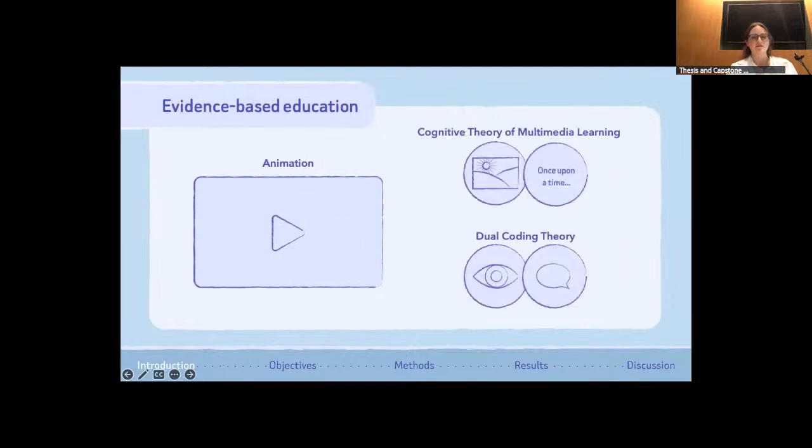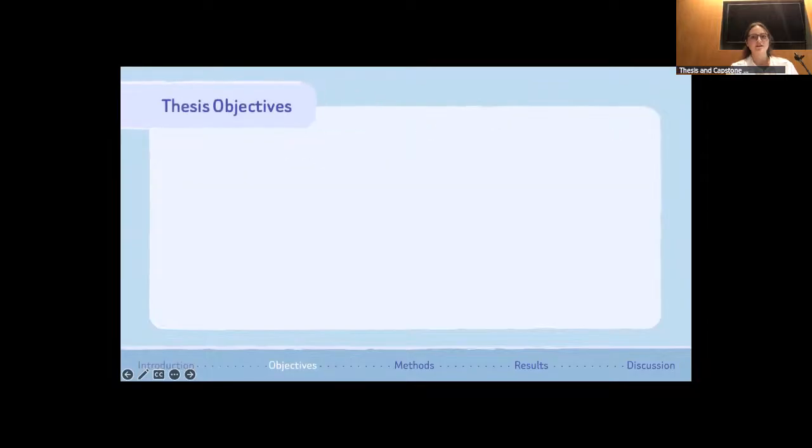This decision was informed by evidence-based learning principles, such as the cognitive theory of multimedia learning and the dual coding theory. With all this in mind, our objectives for this thesis were: create an animation that will educate patients of different health literacy levels about IUT and what to expect during and after the procedure.